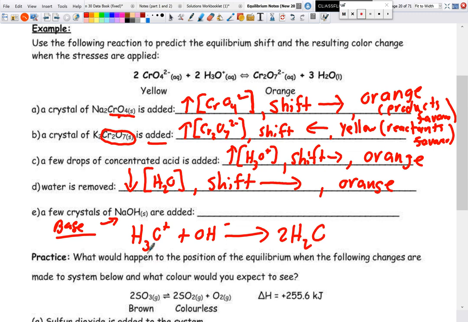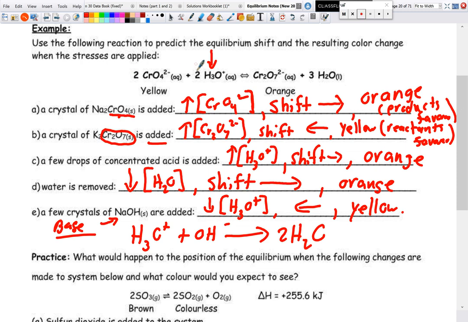So essentially what we're doing is we're decreasing the concentration of H3O+ by adding a base. So it's going to shift to the same side, and we're going to see more yellow. So that's how we break up Le Chatelier's principle, and these here, of course, are all aqueous. We never saw any temperature or anything like that because there was no energy unit here.